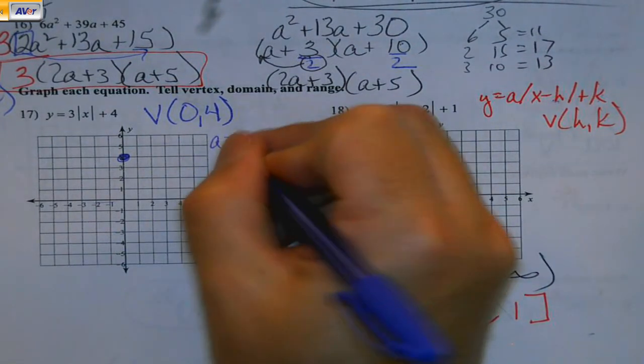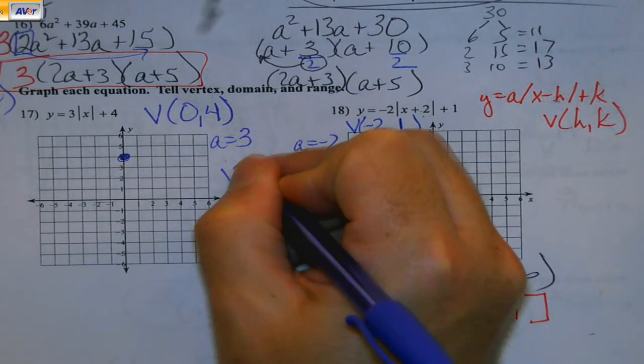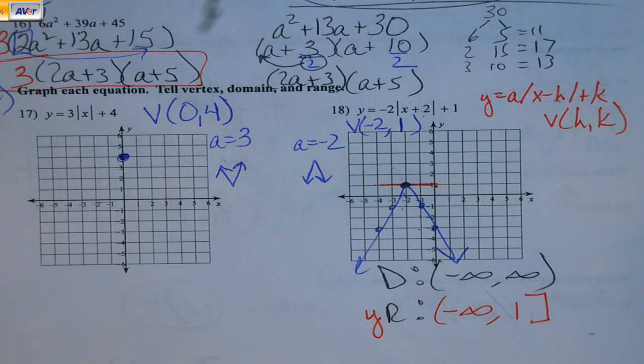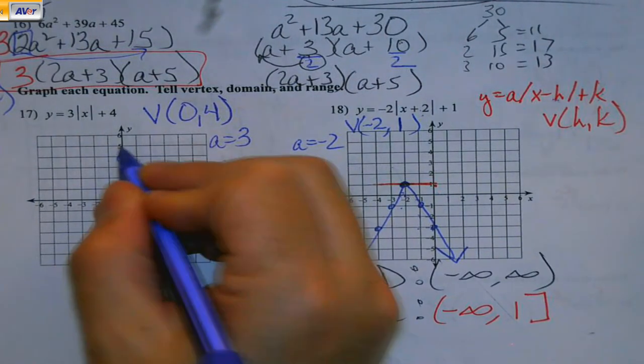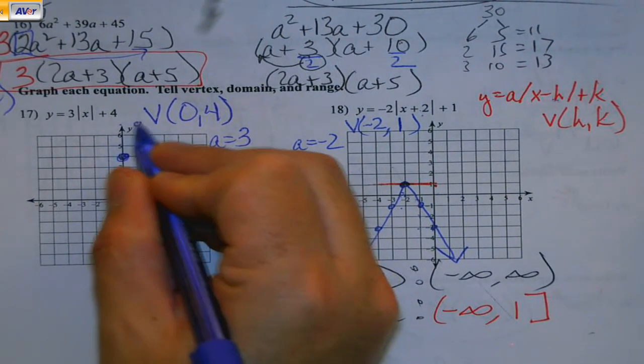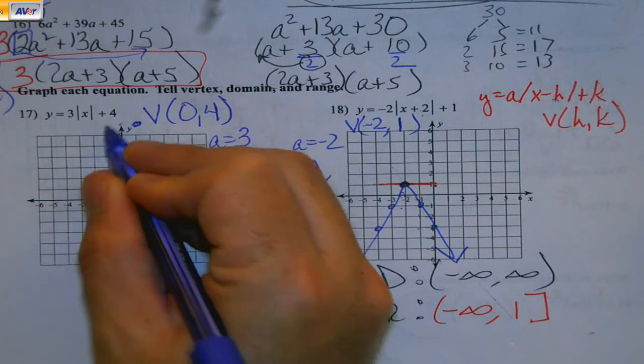And then I notice my a value is 3, which tells me I'm going to open up. So I'm going to go up 3. I'm a little off. That's okay. And over 1. In both directions.